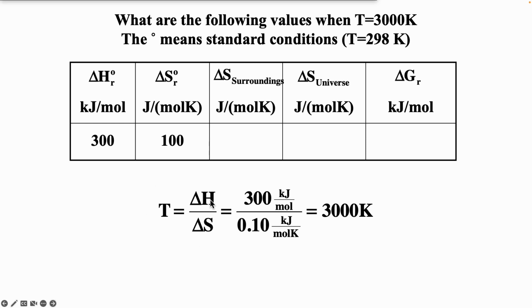Also notice from this equation that you only get a reasonable value if delta H and delta S have the same sign. So we said that the spontaneity of a reaction depends on temperature only if delta H and delta S have the same sign. This will only give you a positive number if delta H and delta S have the same sign. And because temperature is in Kelvin, it has to be a positive number.